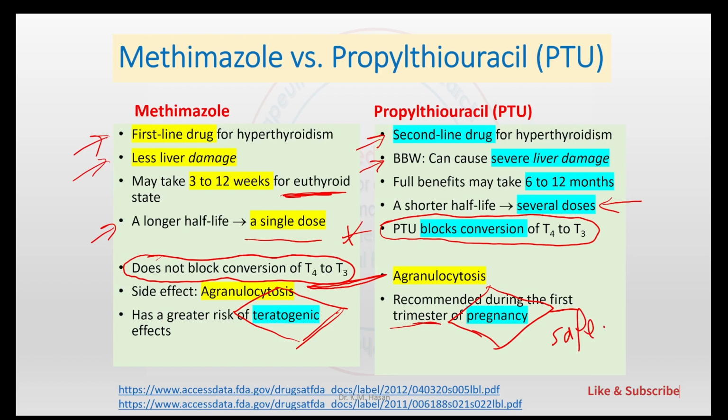So now we can bring together what we have between both of them. Methimazole: first-line treatment, less liver damage, single dose, does not block conversion of T4 to T3, and teratogenic. We don't use it in pregnancy. Moving to propylthiouracil: second-line treatment, may cause severe liver damage. It requires multiple doses. Another characteristic is that it blocks conversion of T4 to T3, and it is safe during pregnancy. But both of them have a risk of agranulocytosis.